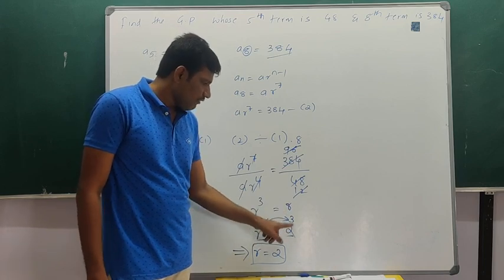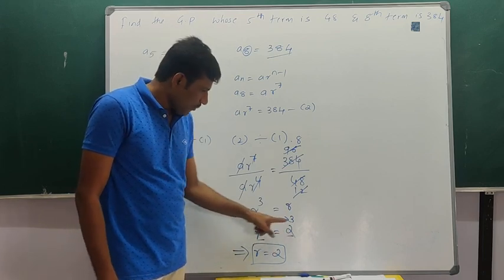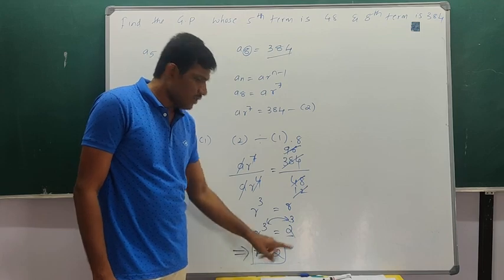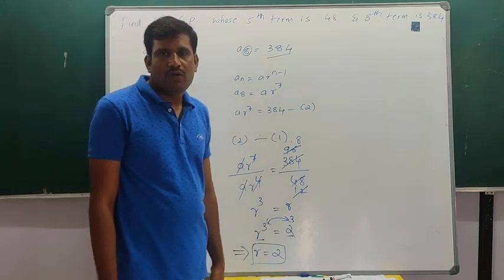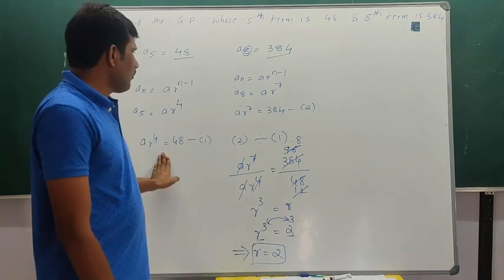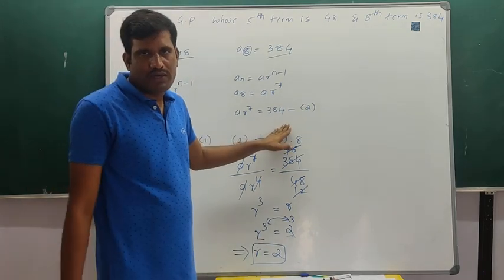So that 8 we can write as 2 cube. When the power is the same, the base must be the same. What is the value of R? 2. So by using this R value, next we have to find the value of A. Substitute this R value in equation number 1 or equation number 2. We will get the same answer.